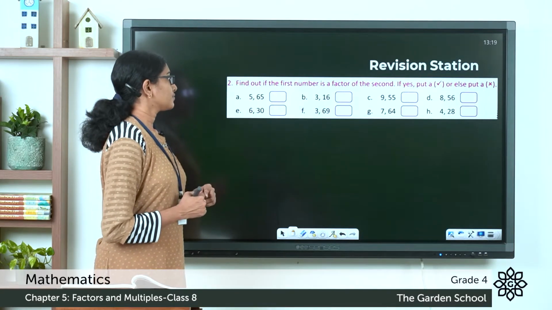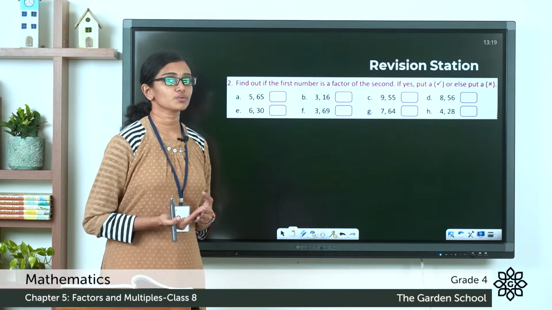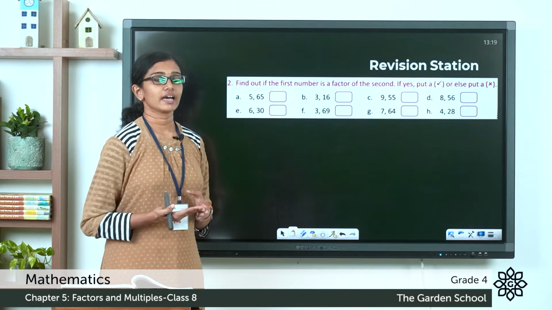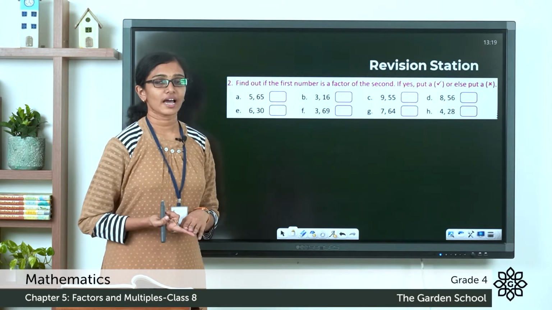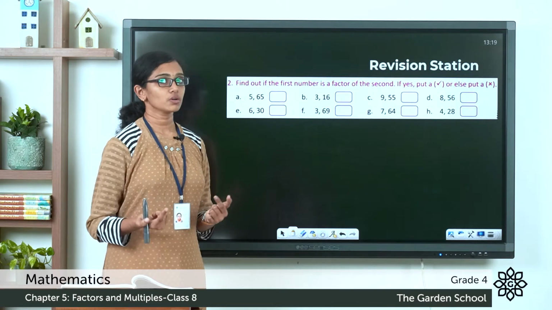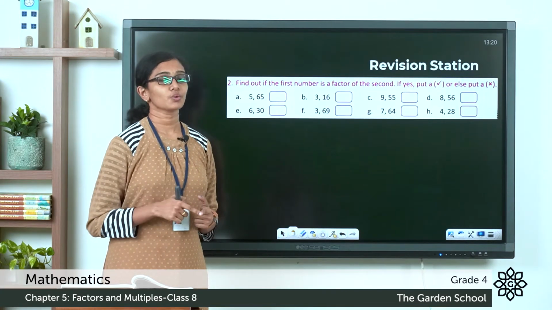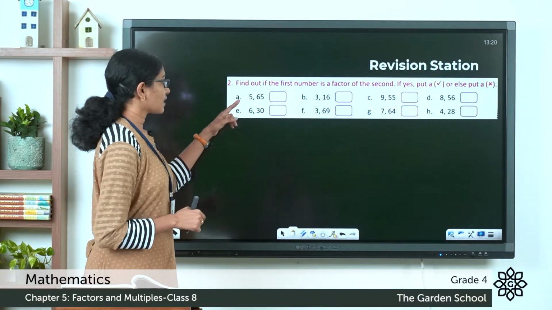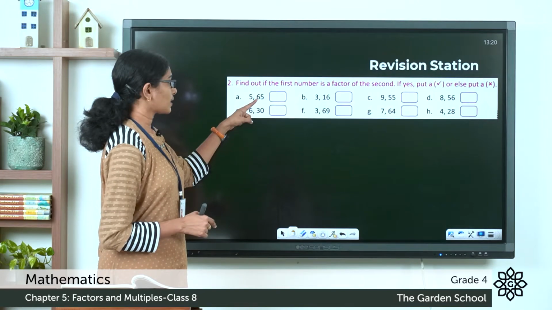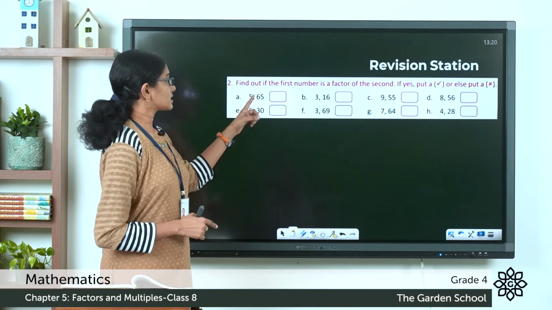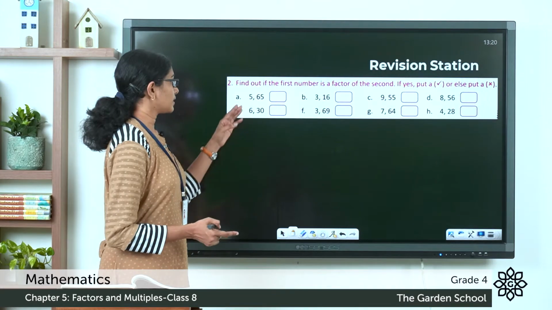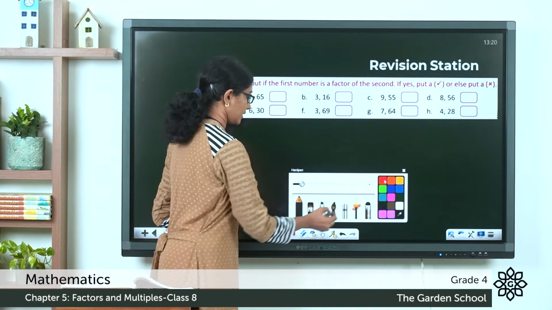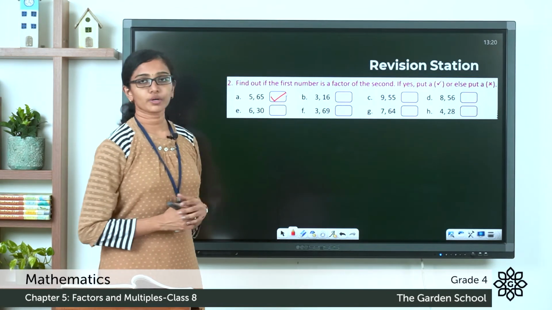So, let's see 5 and 65. What is the divisibility rule for 5? For a number to be divisible by 5, the one's digit should be either 5 or 0. And we know factors of a given number are those numbers which can divide the given number completely without any remainder. So, is 5 a factor of 65? Yes, the one's digit here is 5. So 65 will definitely be divisible by 5, which means 5 is a factor of 65. So, let's put a tick mark here. We have a few more questions there.